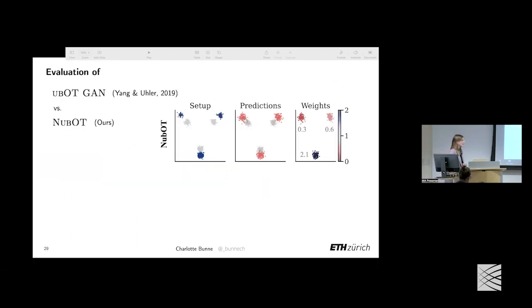There's only one work which tries to assess this problem, by Yang and Uhler, called UBOT-GAN. Here we have a very simple setup for illustration, where we have two Gaussians in gray, and they are just moving a bit away. We are still predicting all of them, and what we see is that we have different weights. This population is dying, this population is only dying a bit, and this population is actually growing.